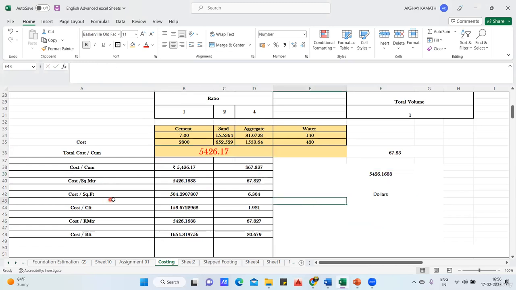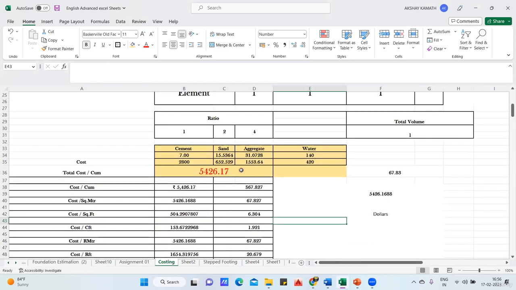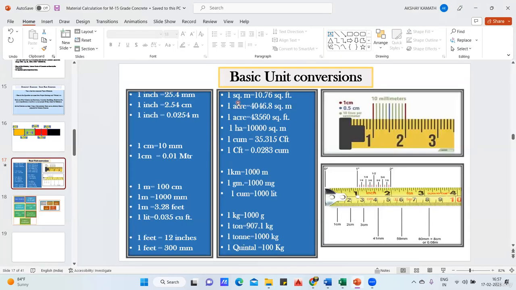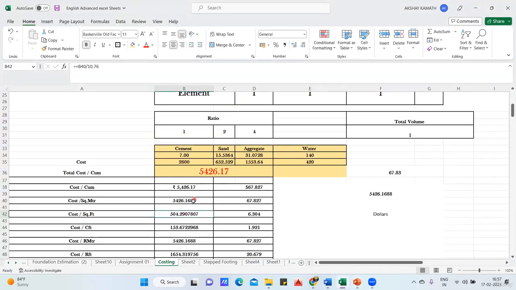Finish. Now somebody tells you, I want the rate in square feet. This is the total material cost we got, but you tell me this material cost in square feet. In that case, what are you supposed to do? Whatever answer you got in square meter, which is 5426, you should divide by 10.76. Now why 10.76? We know that 1 square meter is 10.76 square feet. That is the reason I'm dividing this answer by 10.76, and I'll get the answer in square feet.